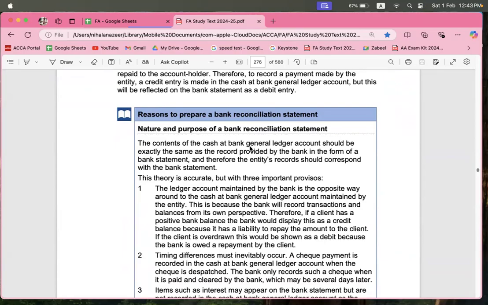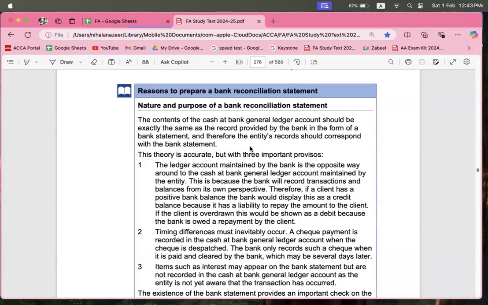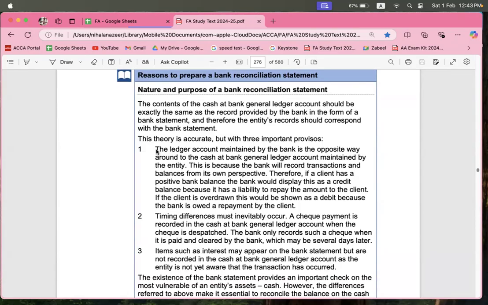Now, there are reasons that we prepare this. The reason is that for bank ledgers, everything happens at that point of time. For example, if a customer gives you a check, you're going to debit it, right? But this won't be reflected in your bank account until you deposit that check into the bank account, right? So there are differences.